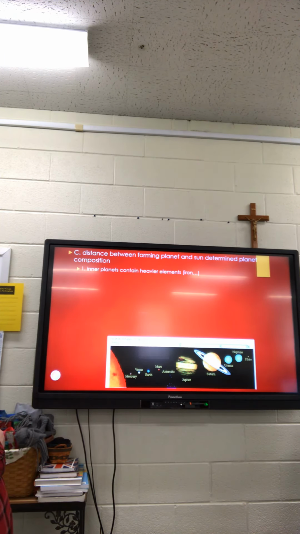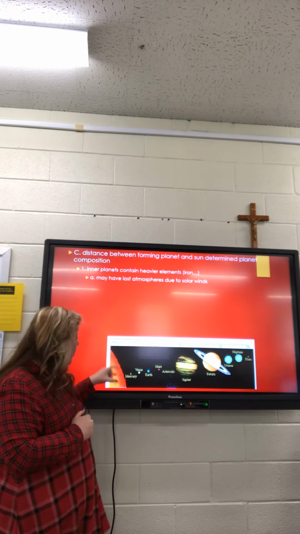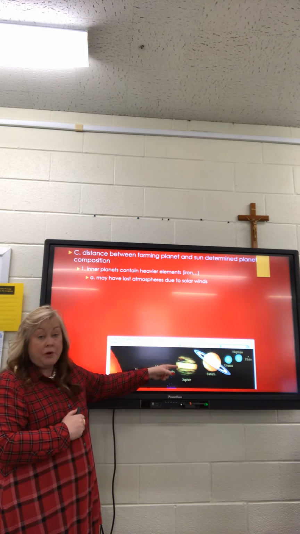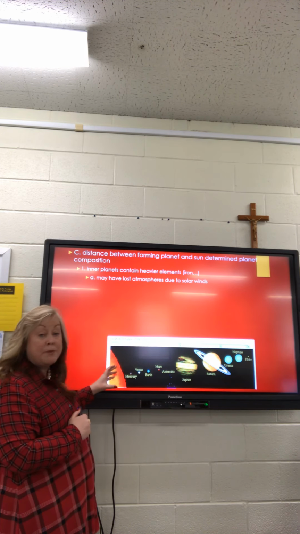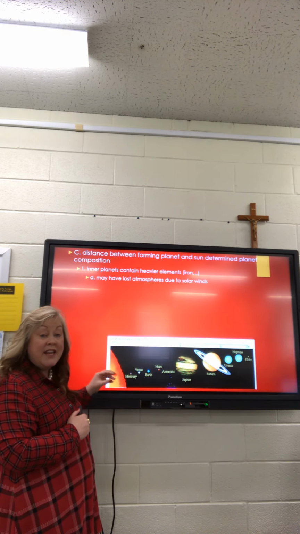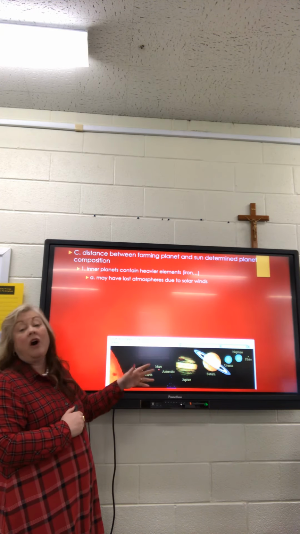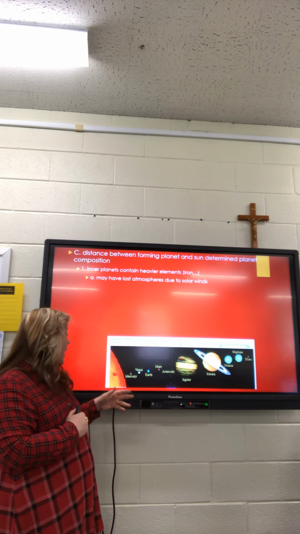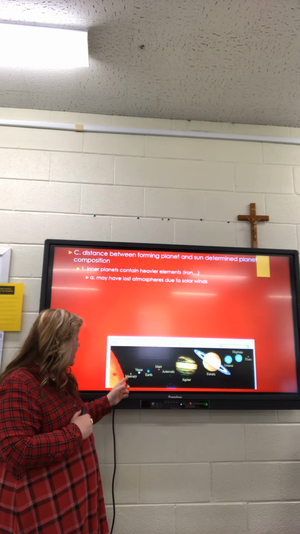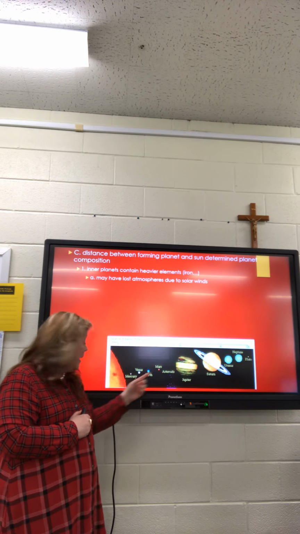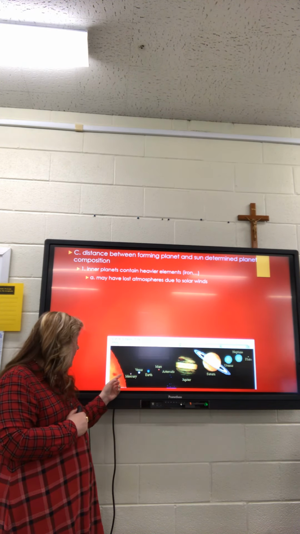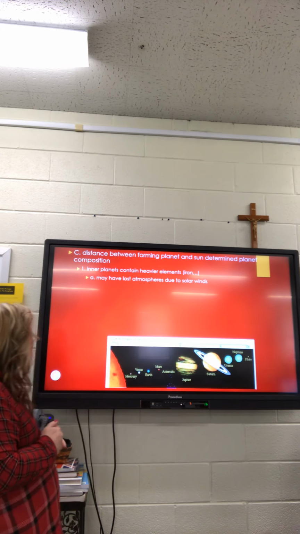The inner planets contain heavier elements such as iron, but maybe they were big. Maybe Mercury was the size of Jupiter at one time, but because of its proximity to the sun, the heat from the sun burned off Mercury's very thick atmosphere. Maybe, like I said, Mercury was this size at one time, but because it was so close to the sun, the heat robbed it.